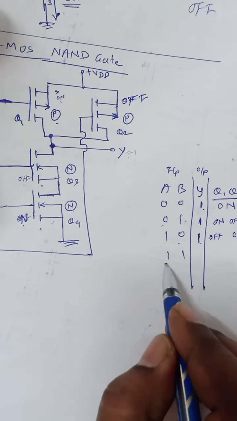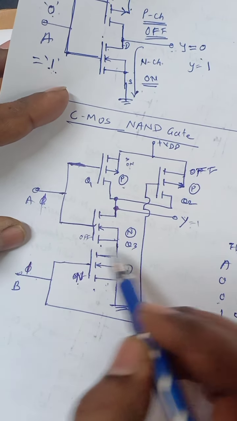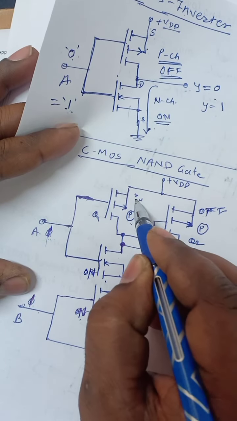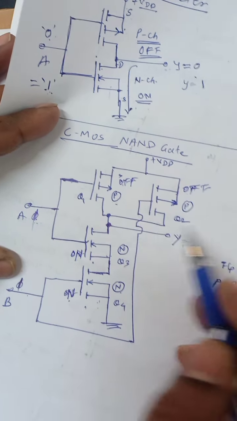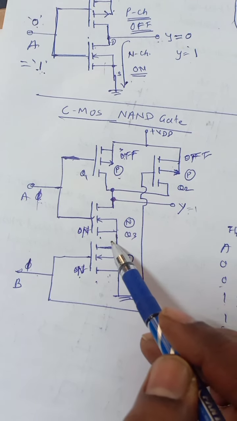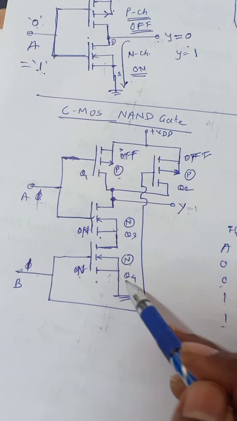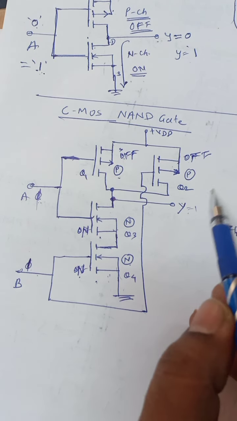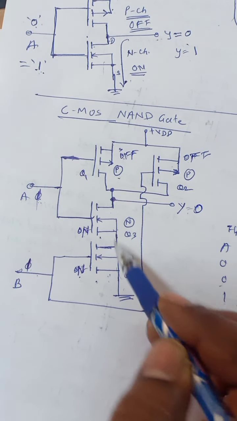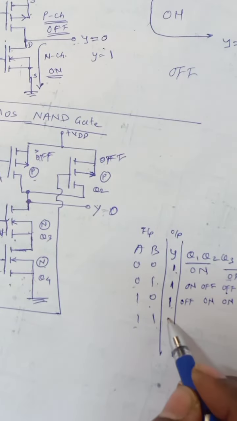So here we get 1 for 0 1 and 1 0. If you apply 1 1, then because of this high potential the N channels will turn on and both P will turn off. Both P will turn off, this will turn on. So there is no current through the P side. Because of the on state, the maximum current flows through here, and there is zero voltage across this on transistor, because whatever voltage drops here, these two are in on state. So we get here 0.